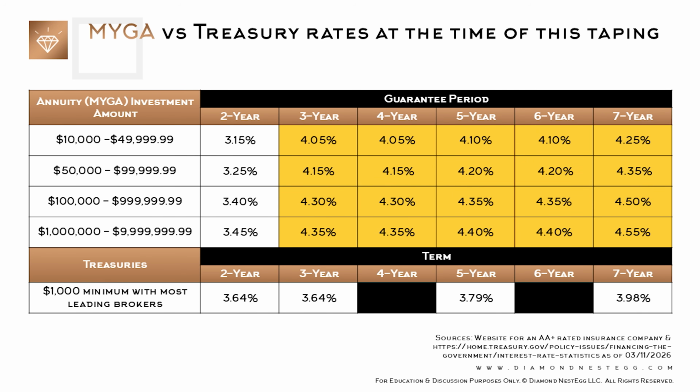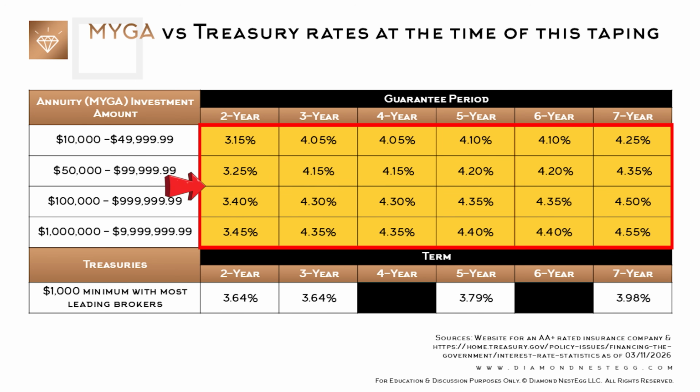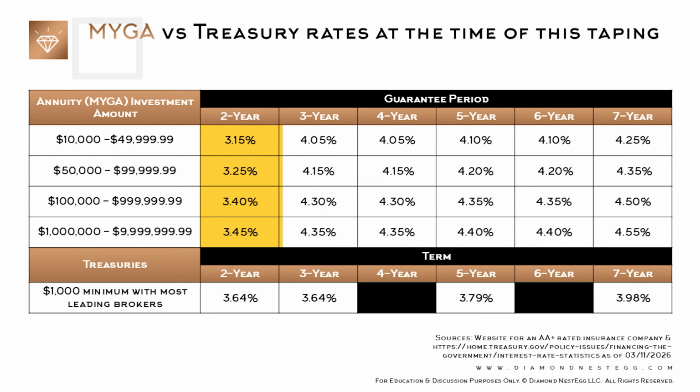As a reminder, these MYGA rates are from an A++ rated insurance company that we work with. A++ is the best credit rating that an insurance company can get from AM Best, which is a ratings agency that specializes in the insurance industry, meaning the lowest risk, making the MYGA rates here the most comparable to Treasuries in terms of risk-return profile.